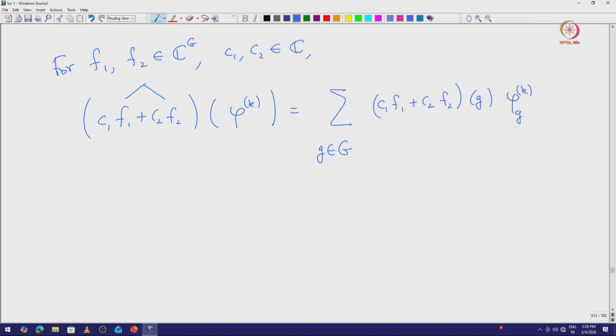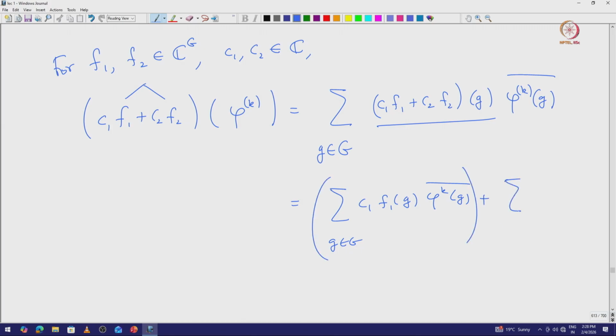So, phi of g k, maybe I will use that notation, phi k of G bar. So now you can see that using linearity, this can be written as follows: this is C1 F1 of G phi k of G bar, where G runs over G, plus summation G in G C2 F2 of G phi k of G bar. So now C1 can be taken out, then this is exactly C1 F1 hat of phi k, similarly plus C2 F2 hat of phi k.